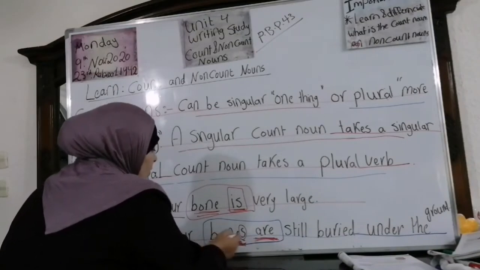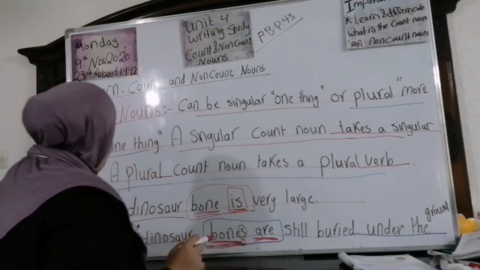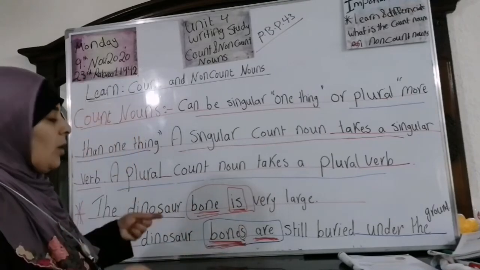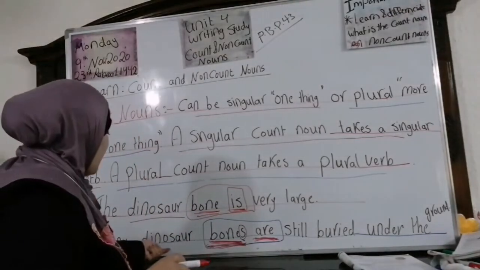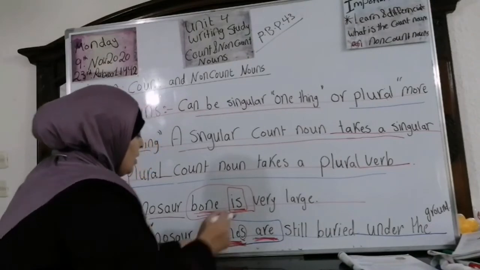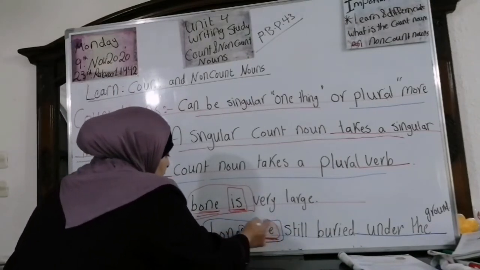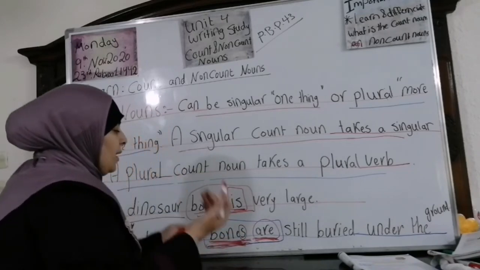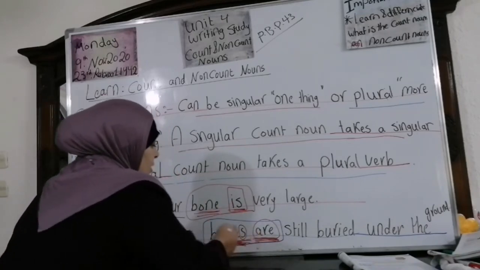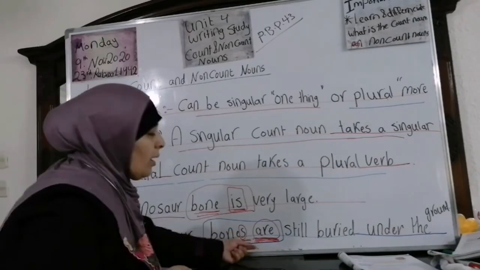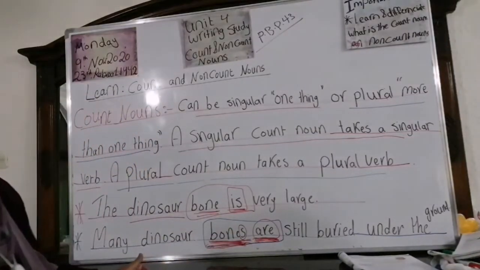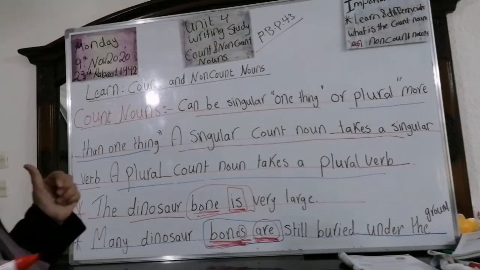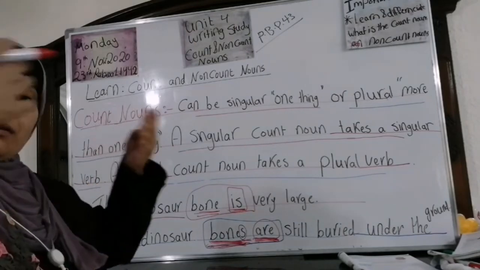احنا قلنا bones are. Again, many dinosaur bones are still buried under the ground. We put are because why? Because the noun is plural. شلون plural؟ إنها جمع. So we put the verb plural. What is the verb here? Are. Okay? Deal? Did you understand? If it's okay, we're going to move to the next step.